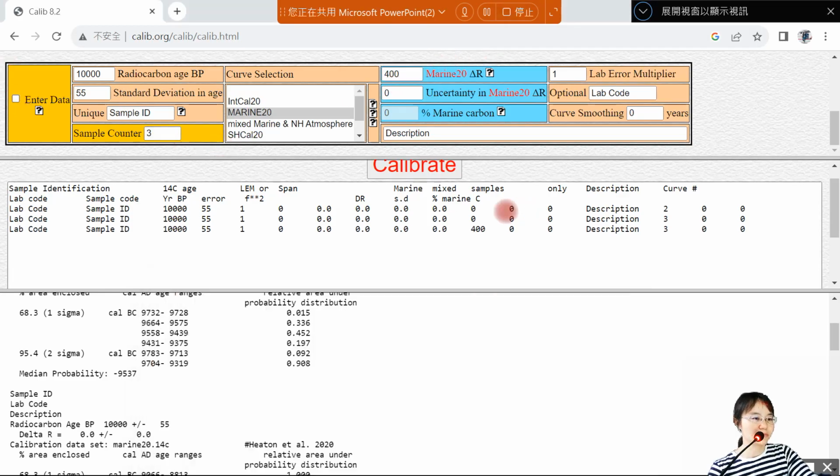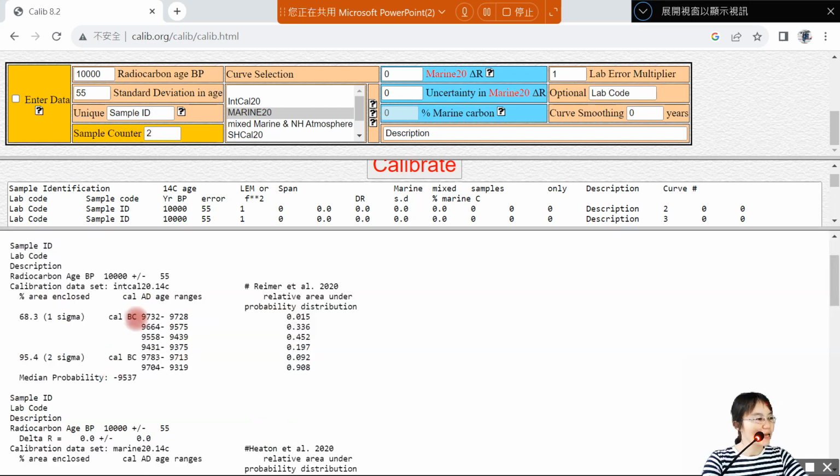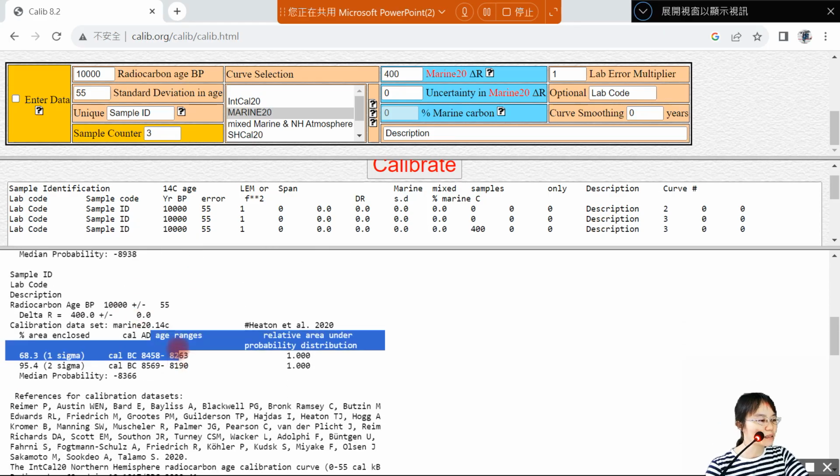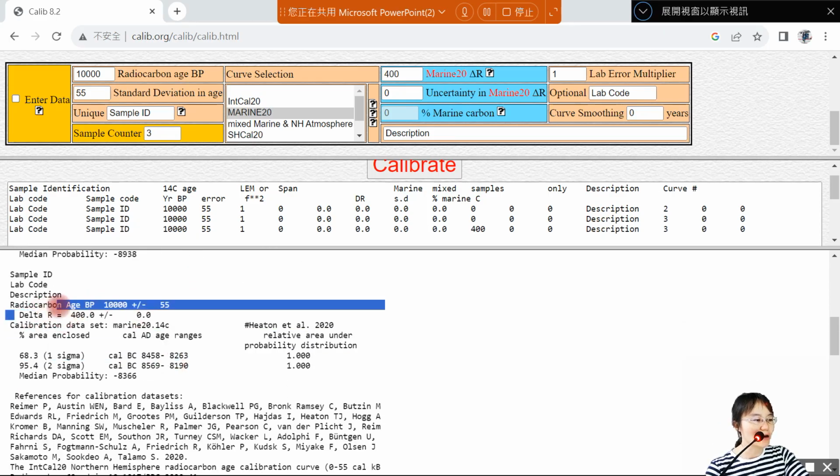And enter again and calibrate. This is the first one, 10,000 plus minus 55. If the calibration data set you use is IntCal 20, this is the age you will get. And the second one is this one with the delta R, which is the reservoir age. Its calibrated age is much younger.